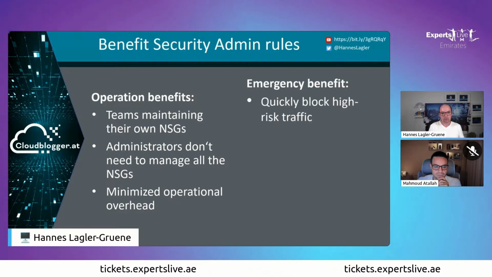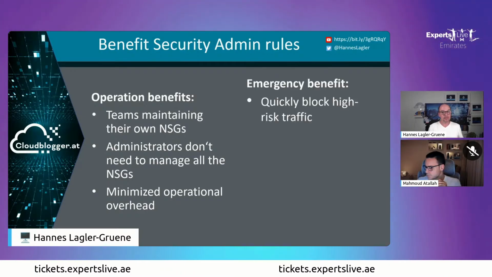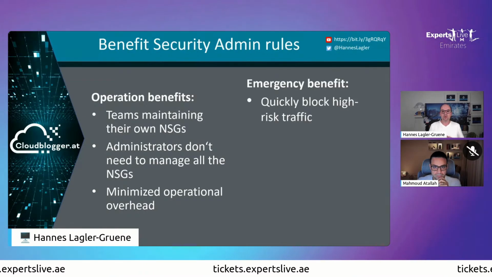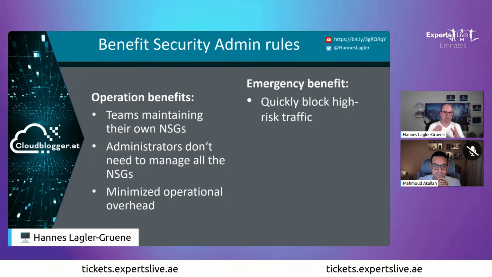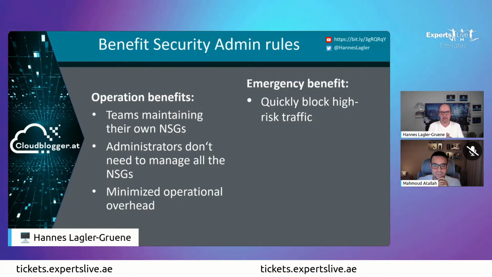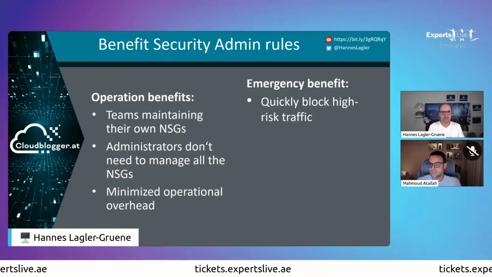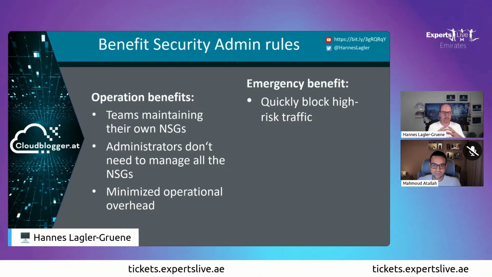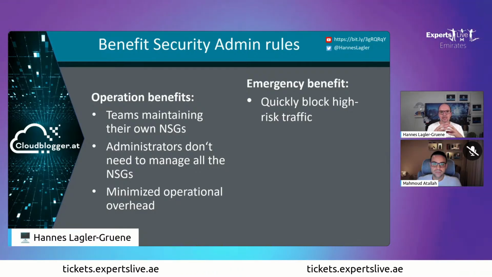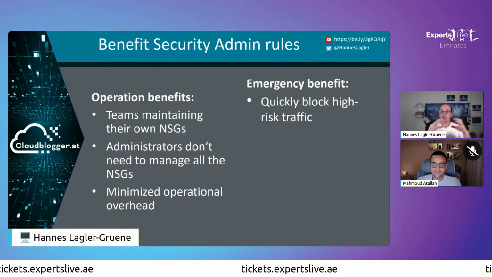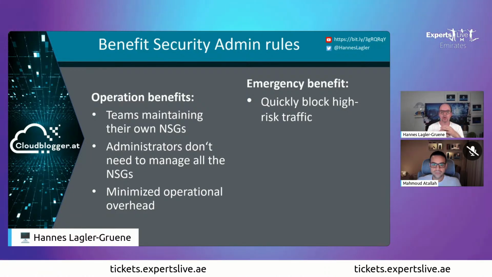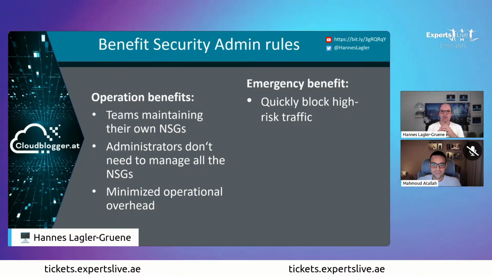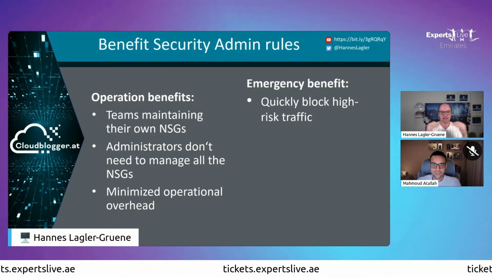The next thing that's really interesting is emergency benefits. If you have to quickly block high-risk traffic, for example for a specified port, you can roll out the deny functionality over all your virtual networks in seconds. You define the new security admin rule, roll out the configuration over all your virtual networks, and the traffic will be blocked.